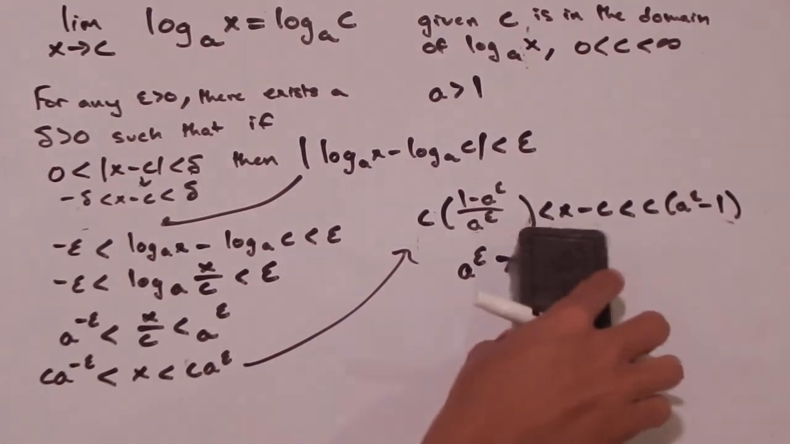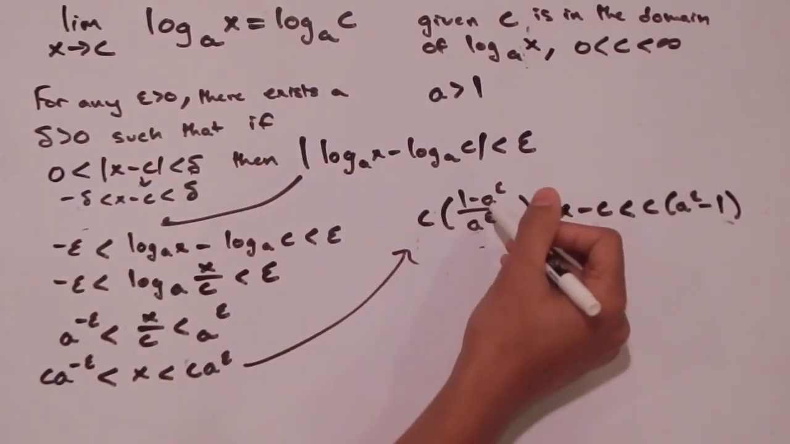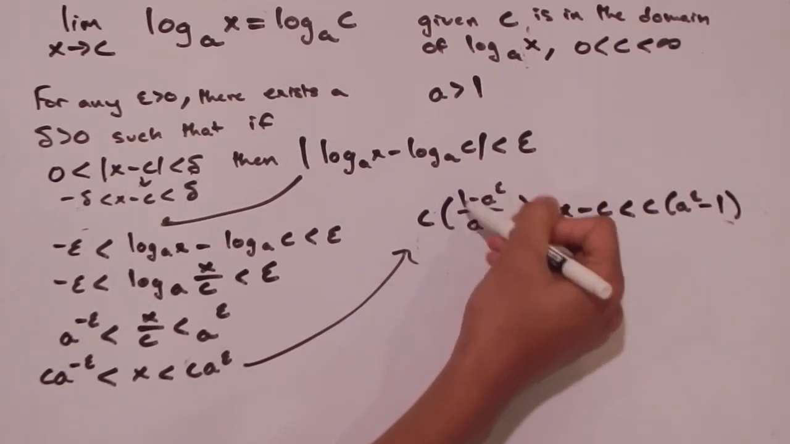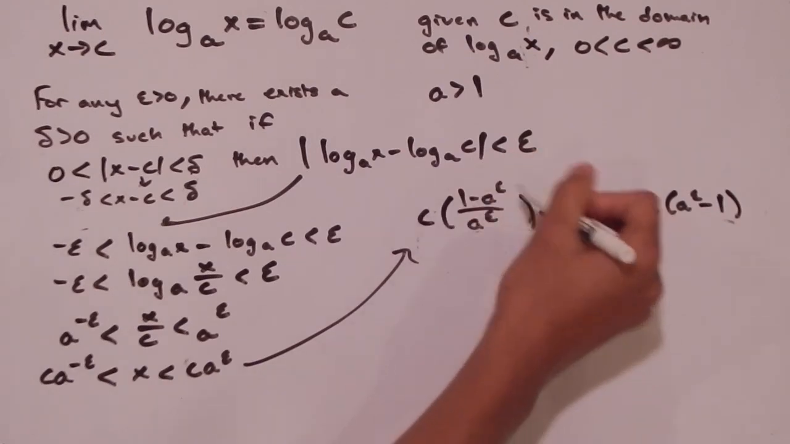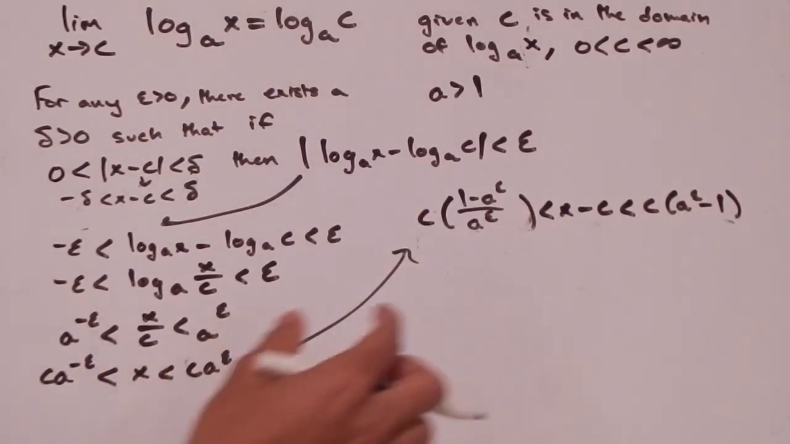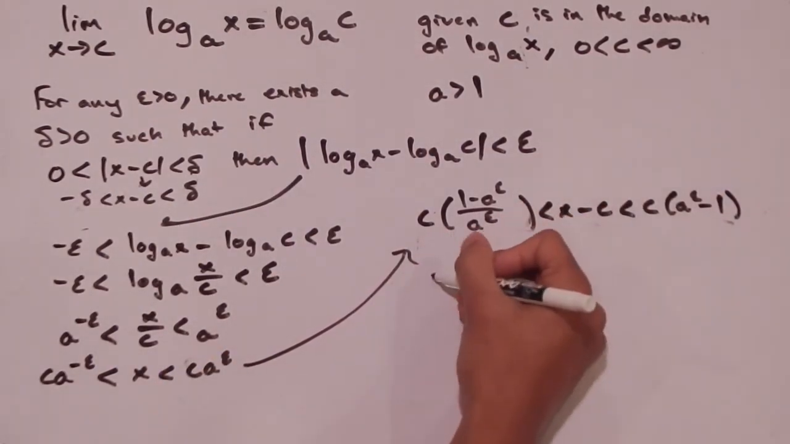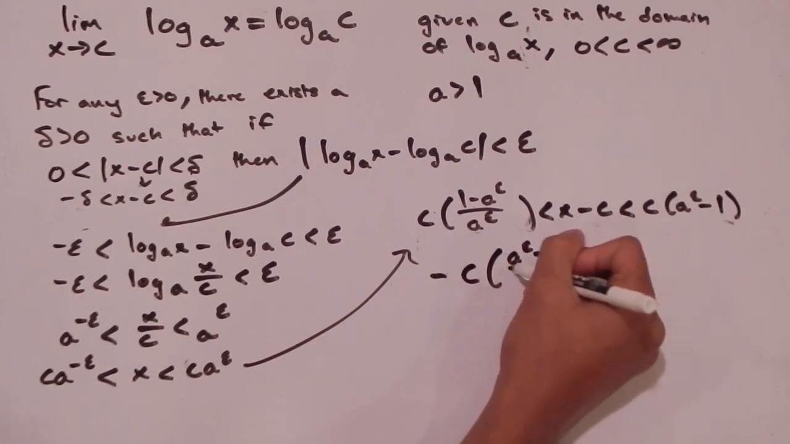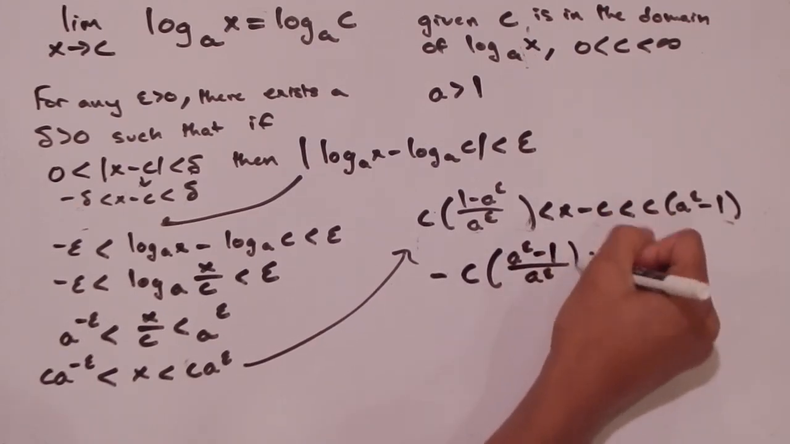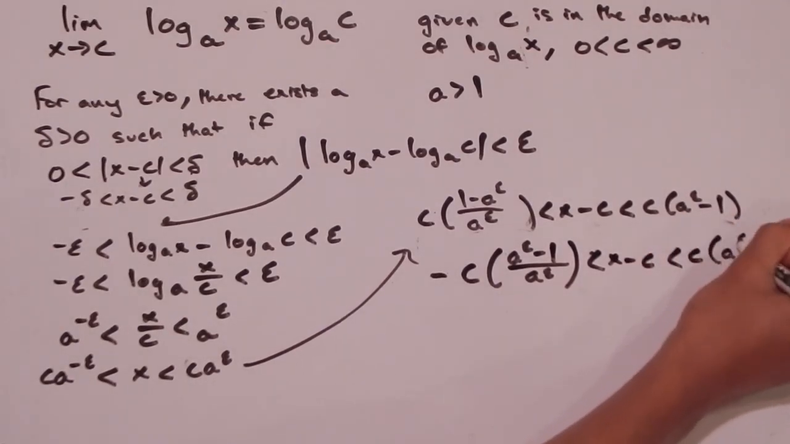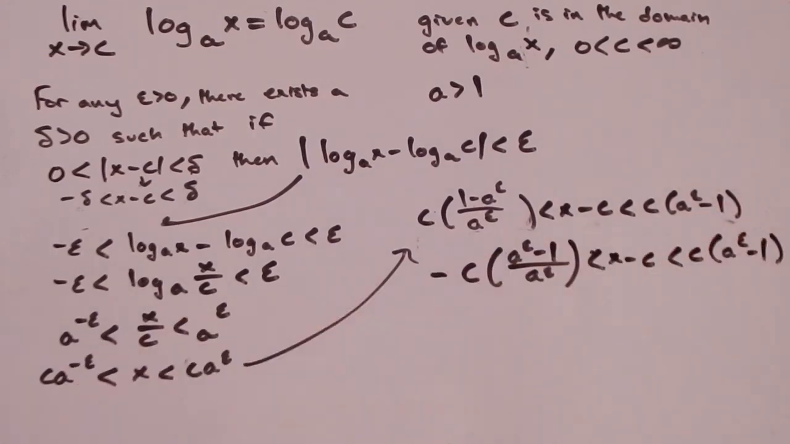And what that lets us know is that 1 minus a to the epsilon, because a to the epsilon is going to be greater than 1, will be a negative quantity on the top. So this expression right here will be negative, and this expression right here will be positive. So I'm going to pull out a negative from here and write it like this: negative c times a to the epsilon minus 1 over a to the epsilon is less than x minus c, which is less than c times a to the epsilon minus 1. So that's our inequality. And now I'm going to do something that might not make sense right now, but it will make sense in just a second.